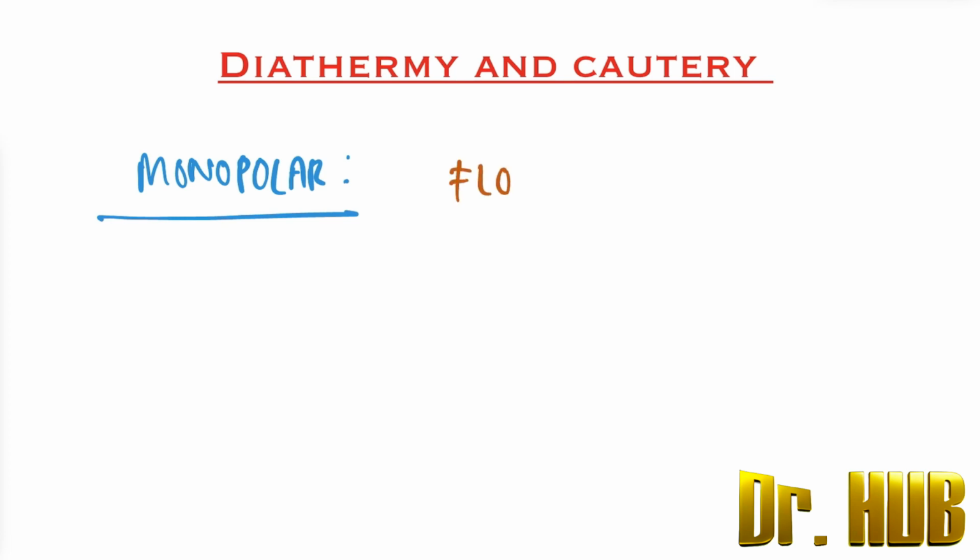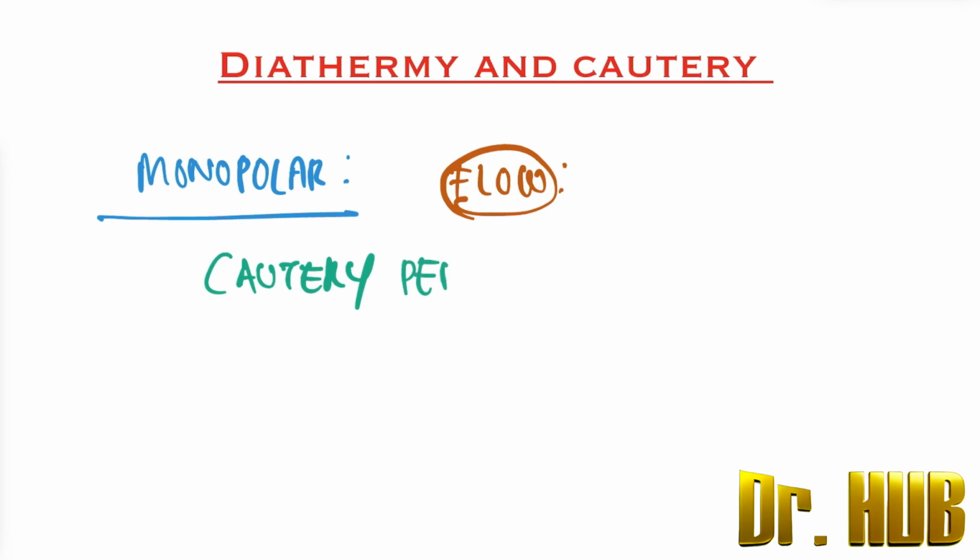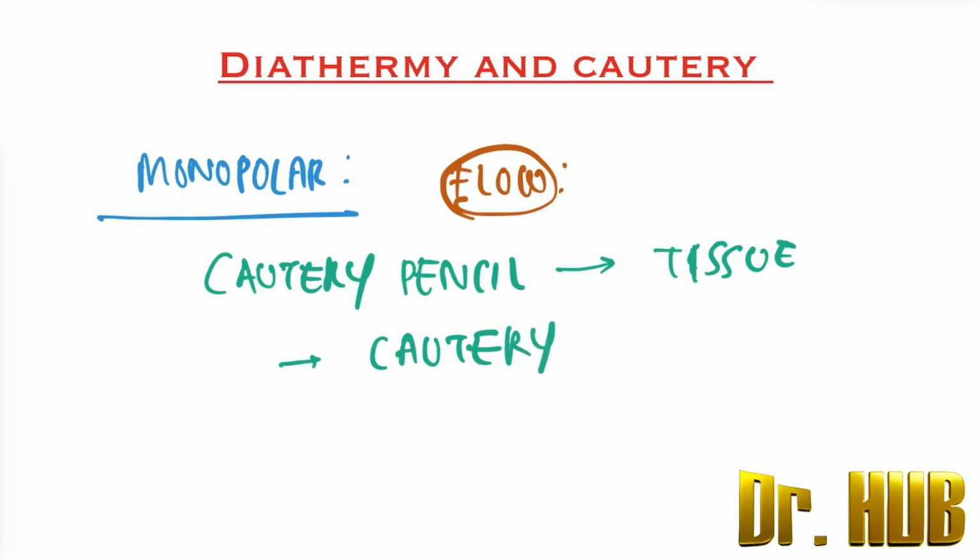Diathermy and the cautery. So first we look at the monopolar. Under monopolar, we look at the flow of the current. How is the current flow? First it goes to the cautery pencil, then from the cautery pencil to the tissue, and then to the cautery pad. Then it moves to the machine as well as the ground.